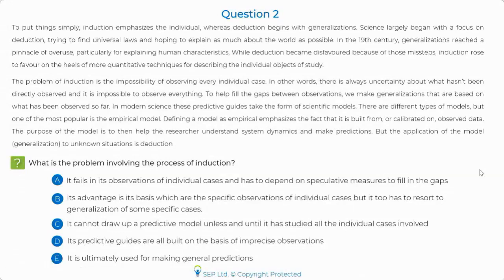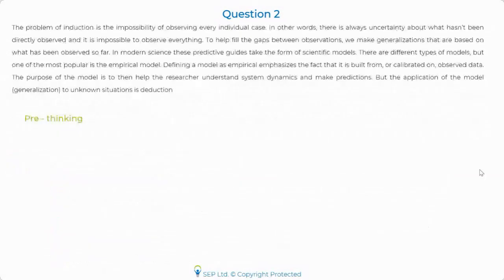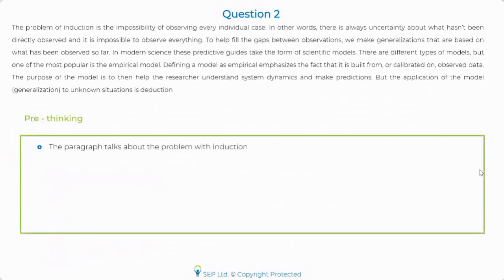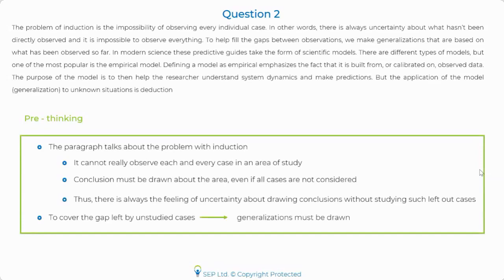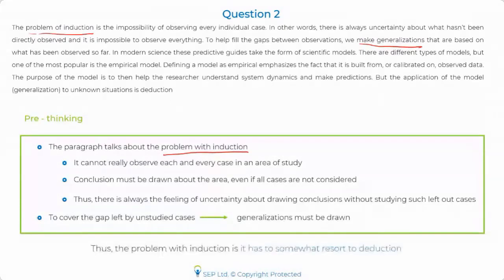So the question is, what is the problem involving the process of induction? Now, if I do a little bit of pre-thinking, shadow thinking of the answer, I know that the second paragraph talks about the problem with induction. The problem with induction here was that ultimately you are having to make generalizations. You cannot study every individual case. Therefore, in short, the problem with induction is it has to somewhat resort to deduction. You cannot observe every single data. That's a simple way of putting the problem, but in a more twisted way, what the author finds problematic with induction is that ultimately you are having to make generalizations.